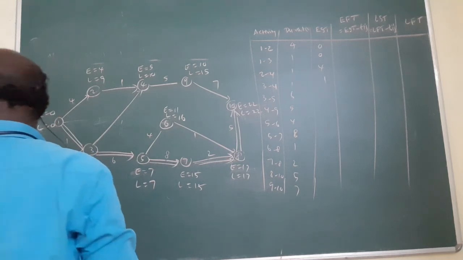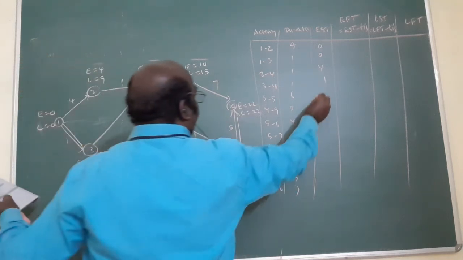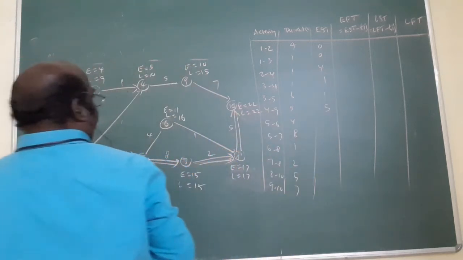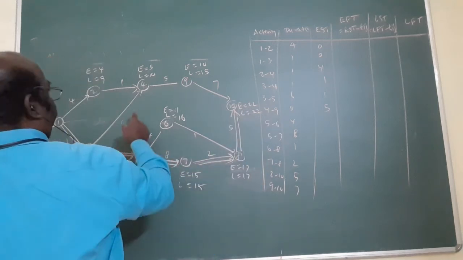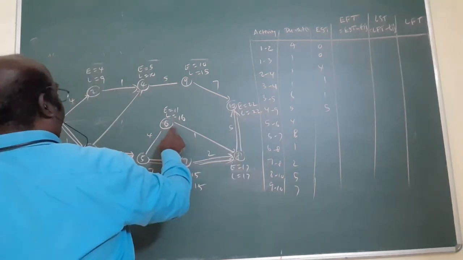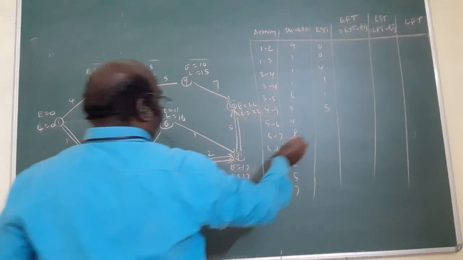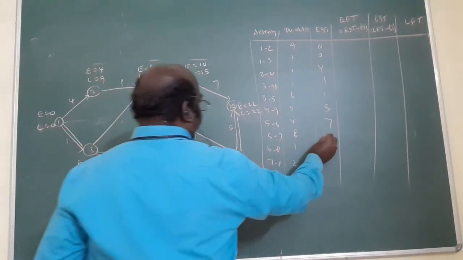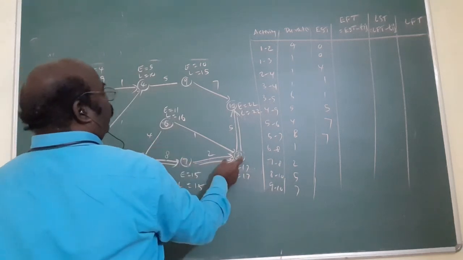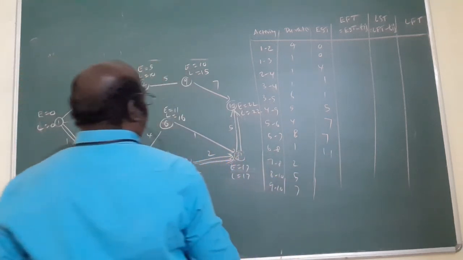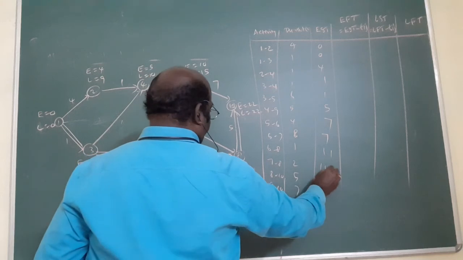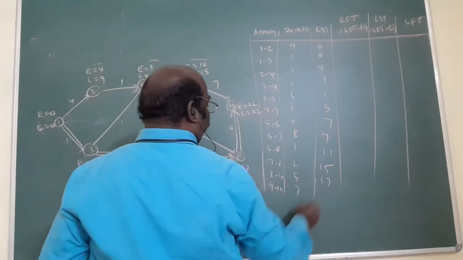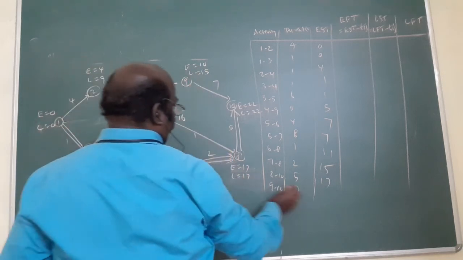EST is what? 1. 4 to 9, E is what? 5. 5 to 6, E is what? 7. Then 5 to 7, also E is 7. 6 to 8, E is 11. 7 to 8, E is 15. 8 to 10, E is what? 17. 9 to 10, E is 10.